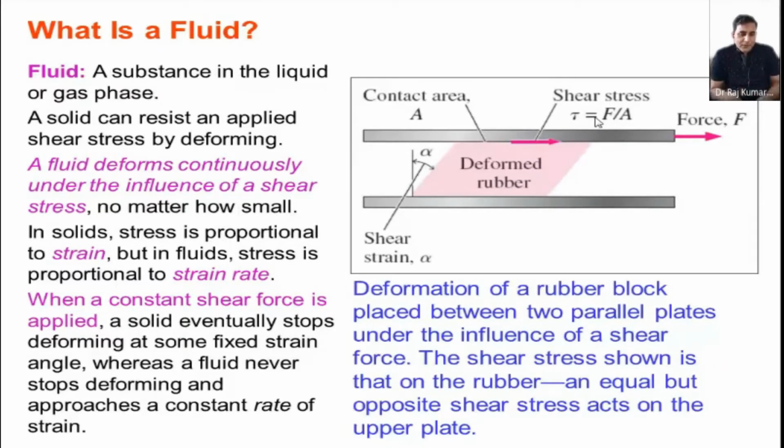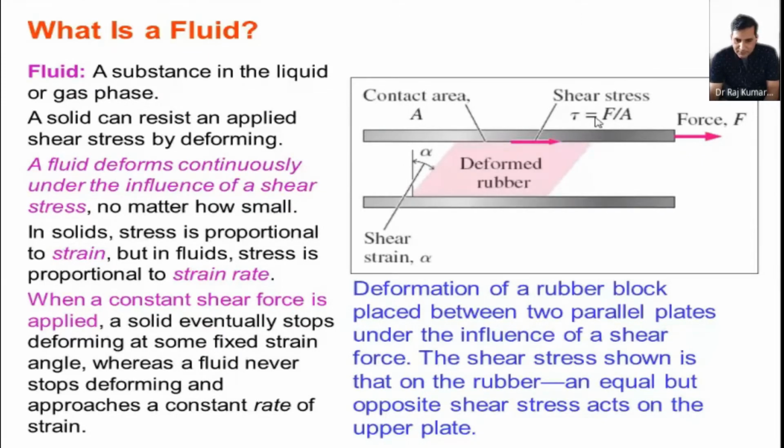So the definition of a fluid is that it deforms continuously under the influence of shear stress, no matter how small the force is. This is the most important point in the case of a fluid. If you have a force, no matter how low, it will deform. But this is not the condition in the case of a solid. A solid needs at least a minimum force to make it flow. So in the case of a solid, the stress is proportional to the strain, and in the fluid case, you have the strain rate.